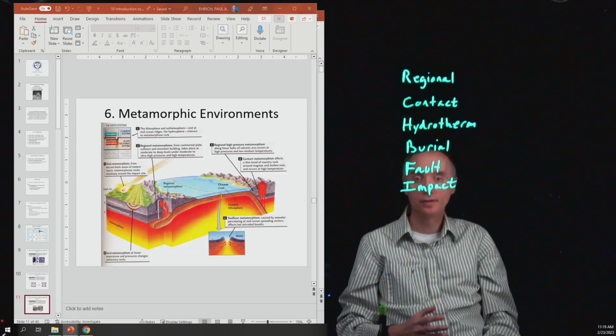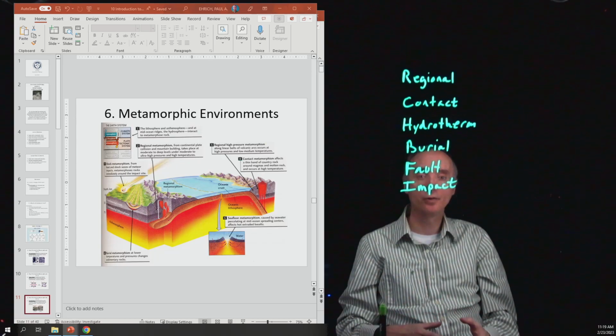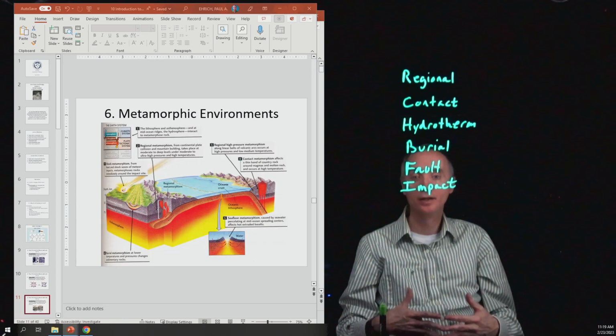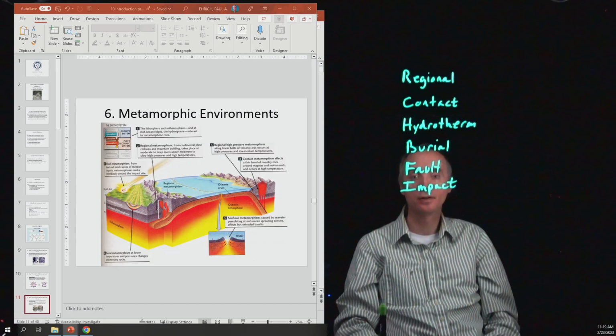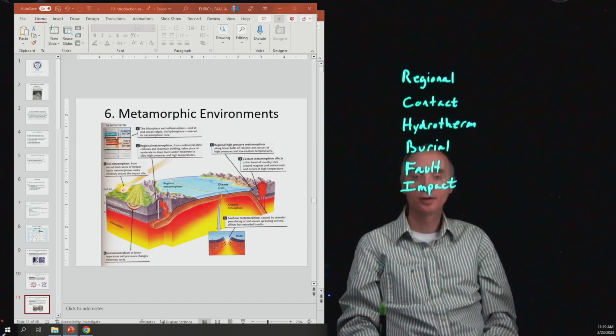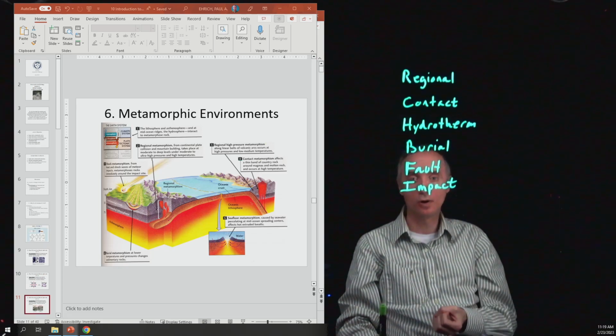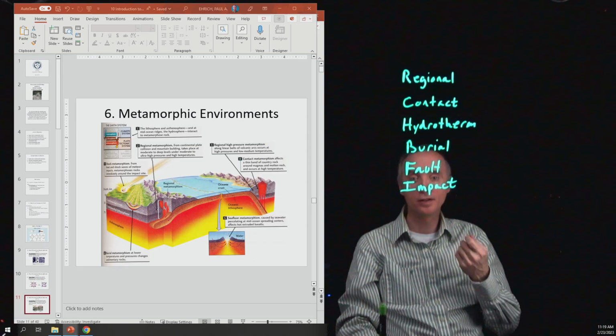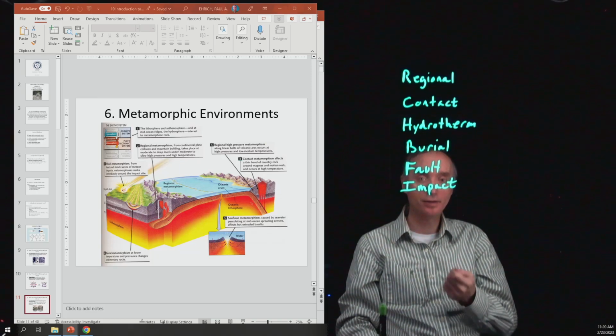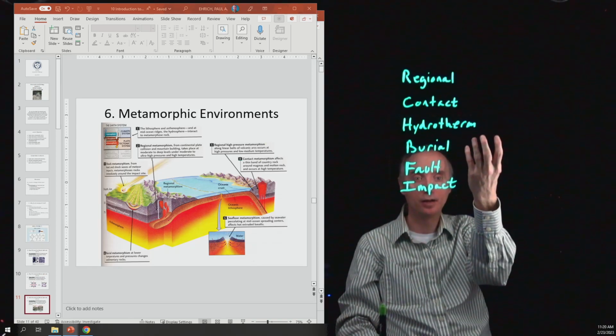So anywhere that you have a hot spot or a magma emplacement, there's a good chance that you could have contact metamorphism. Okay, hydrothermal. All right, so you need two things for this. The hydro, so there's got to be a place where there's lots of water, and then it's got to be a place where it's very hot. So a good place for this would be at a divergent zone where you've got hot material coming up.